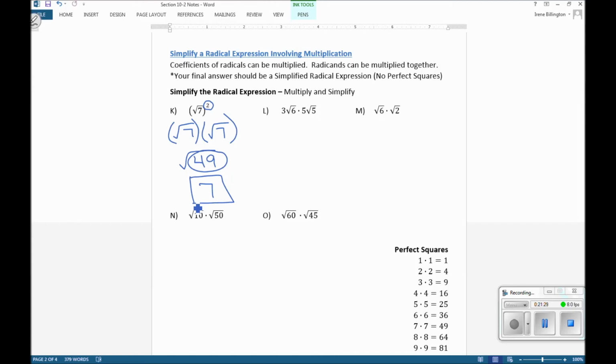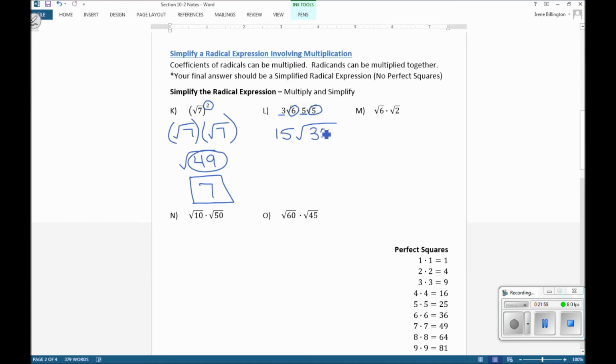All right, so on our next example L here, we are going to go ahead and do our multiplication like I just talked about. When we're multiplying radical expressions, you can multiply coefficients. In this case, it's going to be the 3 and the 5. And then we can multiply radicands, which would be the 6 and the 5. So we start by multiplying the 3 and the 5, which gives me 15. And then we have the square root of 6 times 5, which is 30.